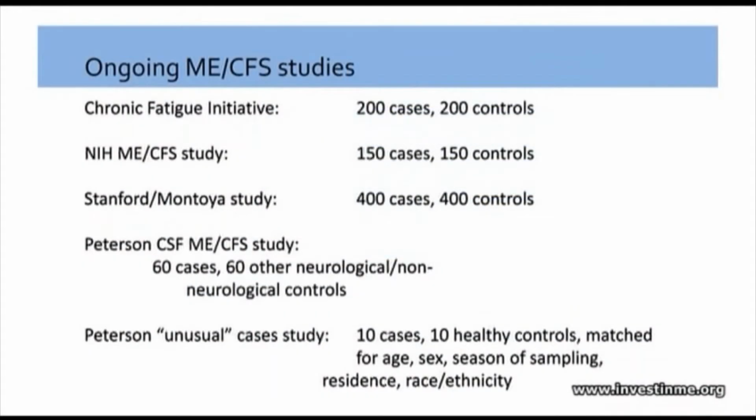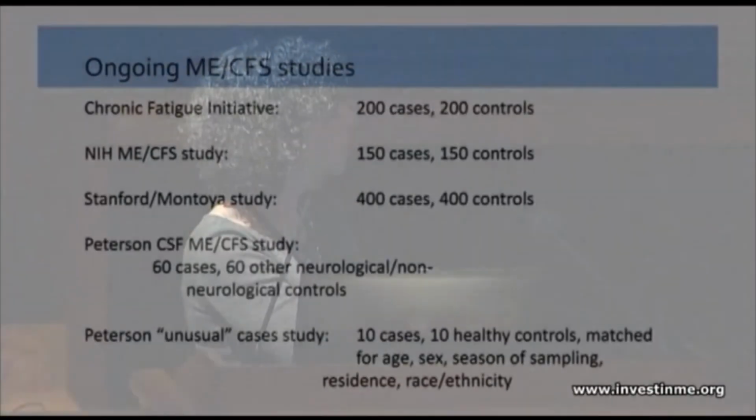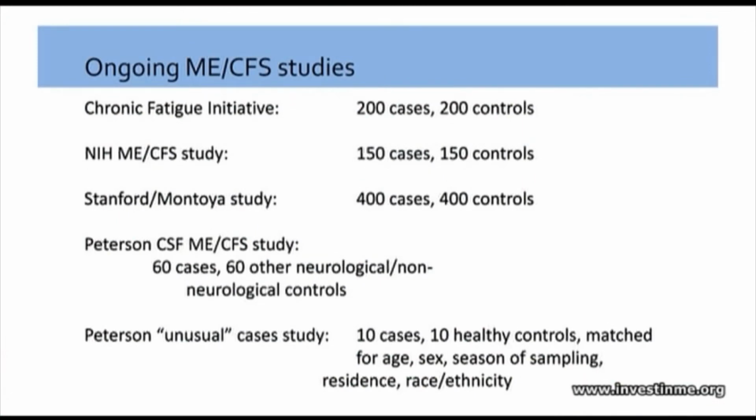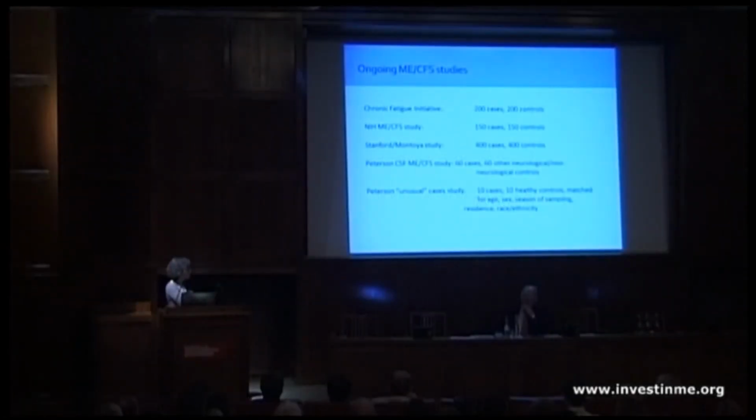So what are we doing? How are we applying these to the story of ME/CFS, to the mystery of ME/CFS? We have collected a large number of samples in chronic fatigue syndrome through the Chronic Fatigue Initiative, through the NIH study where we had initially looked at the XMRV story with Jose Montoya's group at Stanford, and also some really unique studies, although Dr. Peterson, who you heard earlier today, has been involved in both of these studies as well. We have some specialized studies where we're looking at cerebral spinal fluid that he's collected over many years, as well as what we call an unusual cases study that we're just beginning.